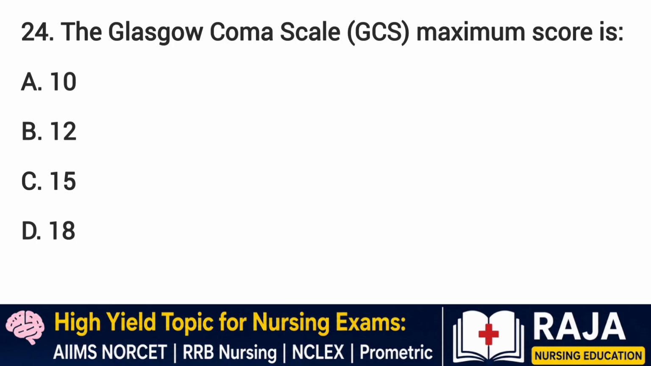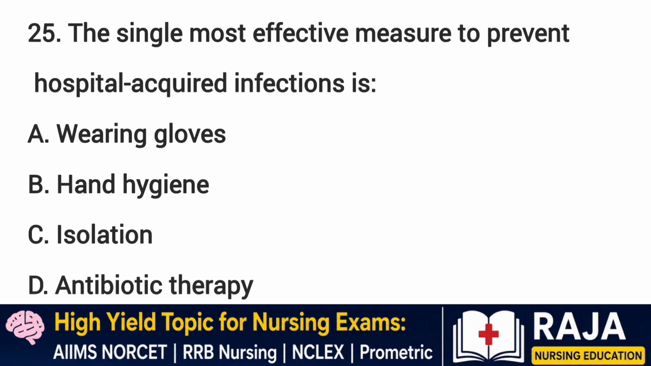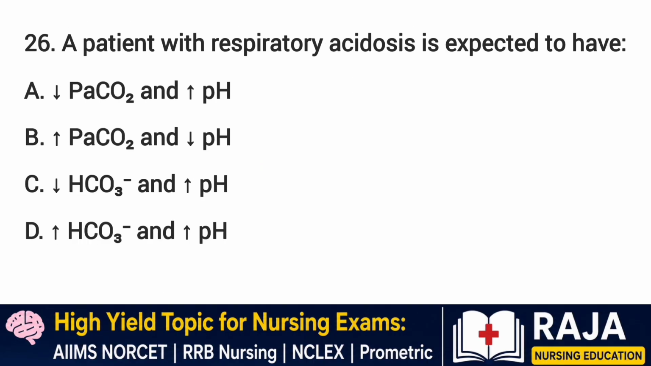The Glasgow Coma Scale maximum score is? The answer is C, 15 is the Glasgow Coma Scale maximum score. The single most effective measure to prevent hospital-acquired infection is? The answer is B, hand hygiene is the most effective measure to prevent hospital-acquired infection.